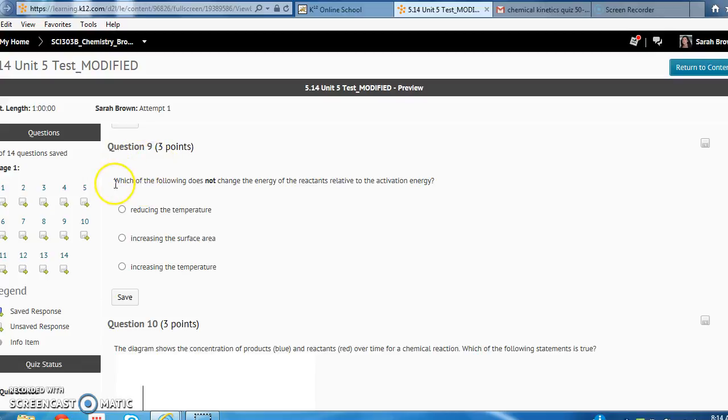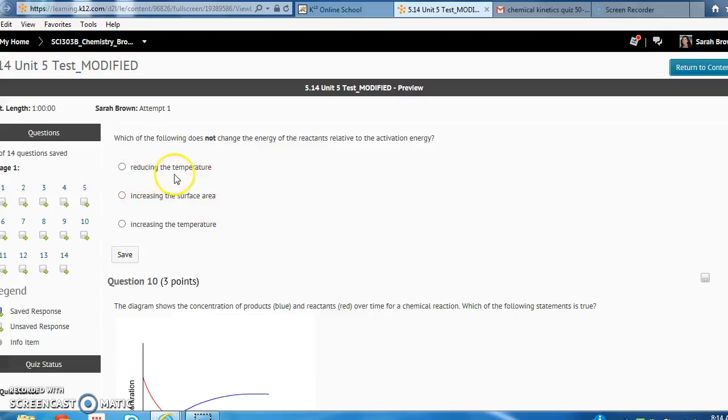Question 9. Which of the following does not change the energy of the reactants relative to the activation energy? Reducing the temperature, increasing the surface area, or increasing the temperature.